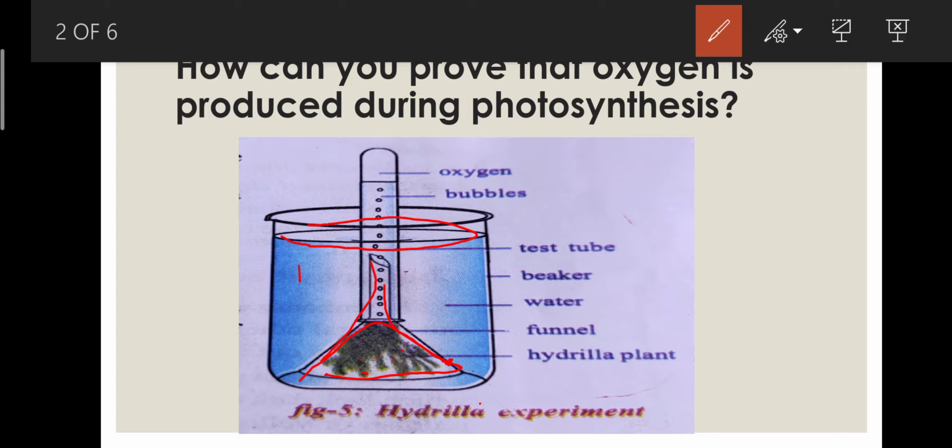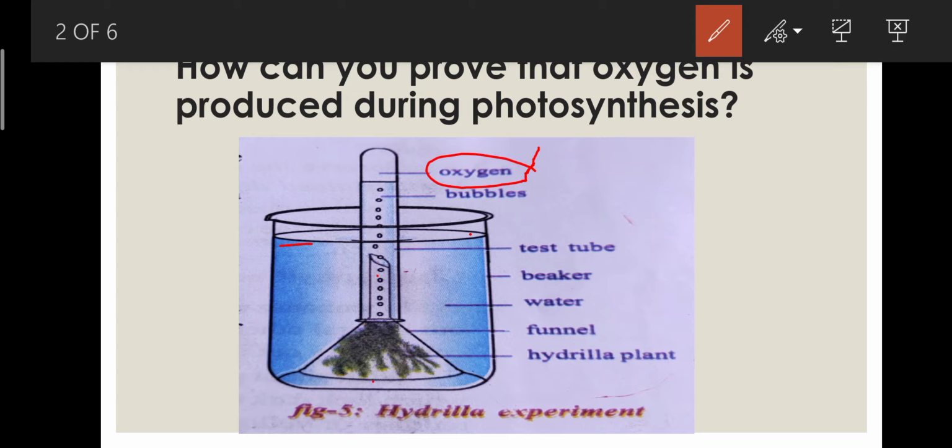So invert a test tube. That means we can place the test tube in inverted position on the stem of the funnel, and ensure that the level of the water in the beaker is above the stem of the funnel. I have already told you to make two sets. One is kept in sunlight and the other one should be kept in dark. So we can see air replacing the water in the setup kept in the sun, because the air bubbles represent oxygen.